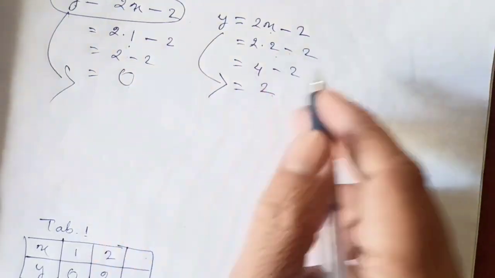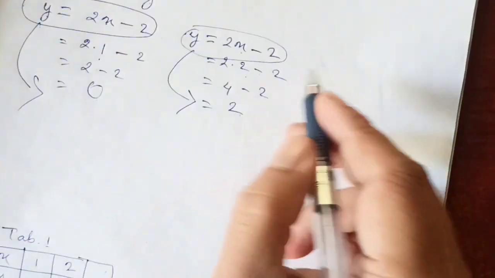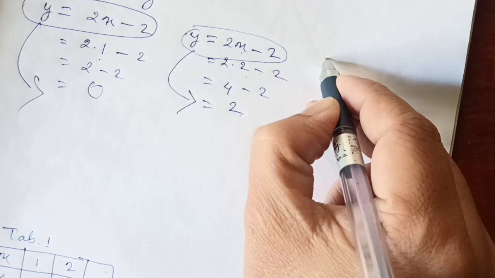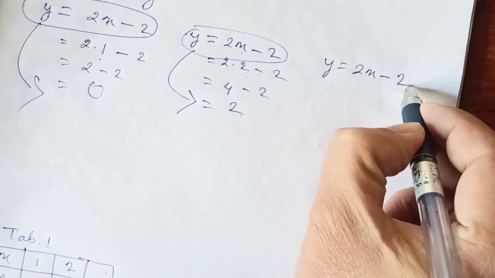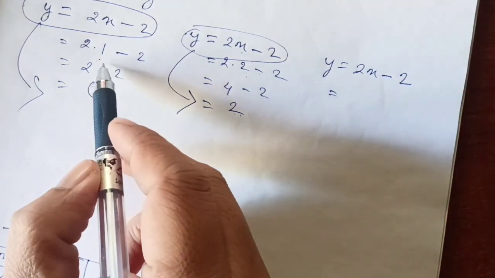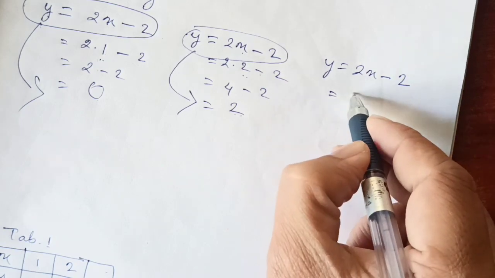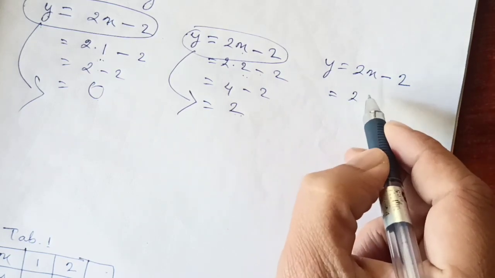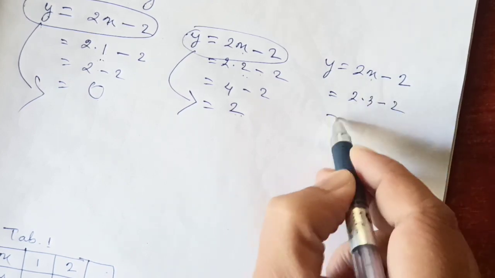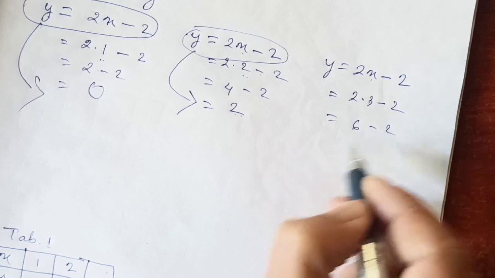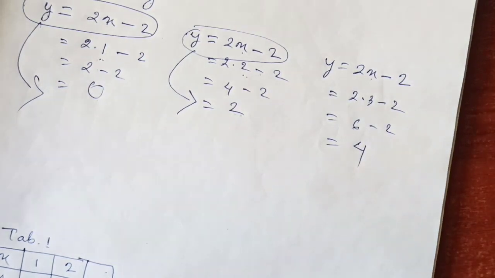So we are left with only one value. I told you that we need to use the same equation until we finish this solution. Now y equal to 2x minus 2. I already used the values 1 and 2, and I cannot repeat them, so let me take the value as 3. Instead of x, let me write 3. Then 2 threes are 6, minus 2. That means 6 minus 2 is 4.